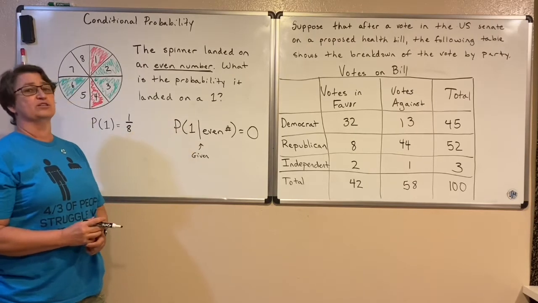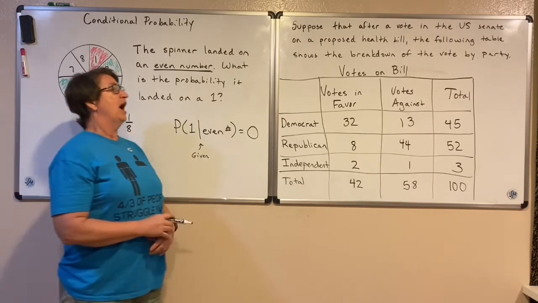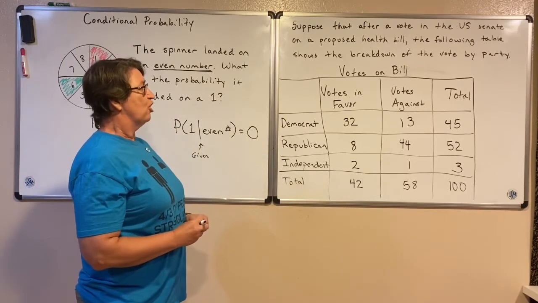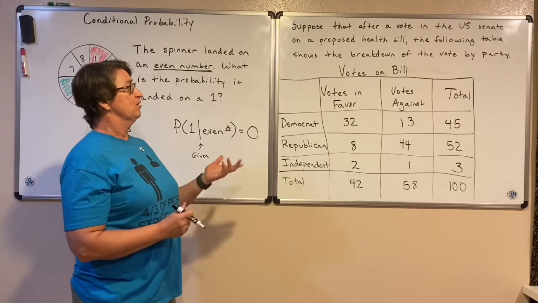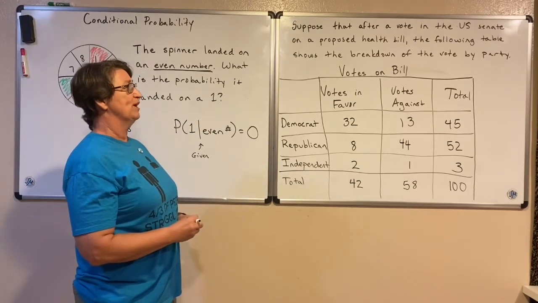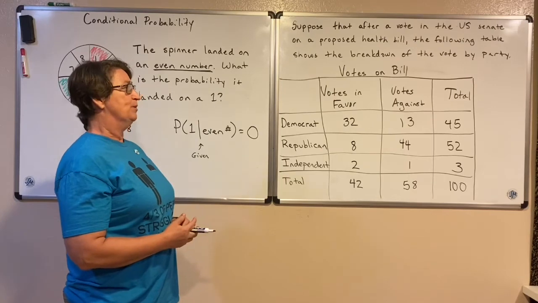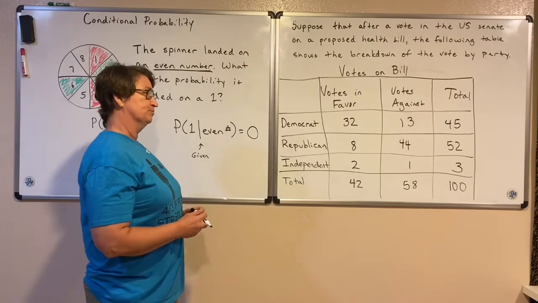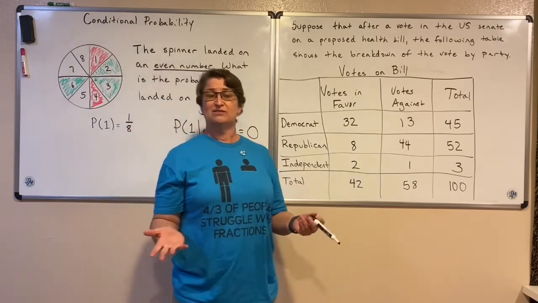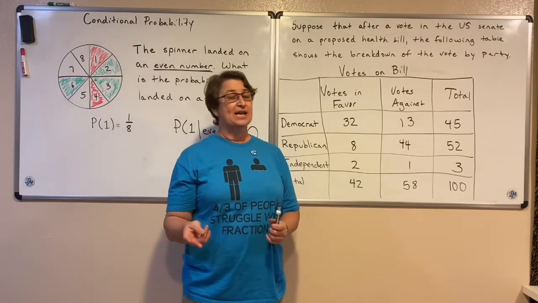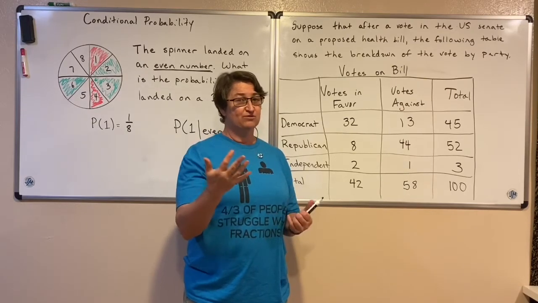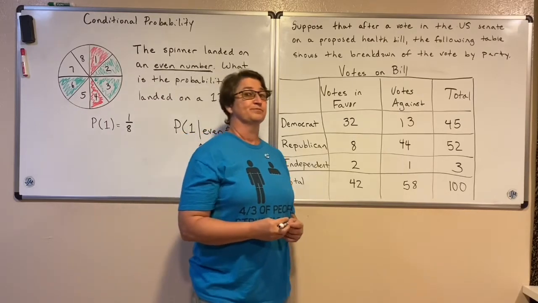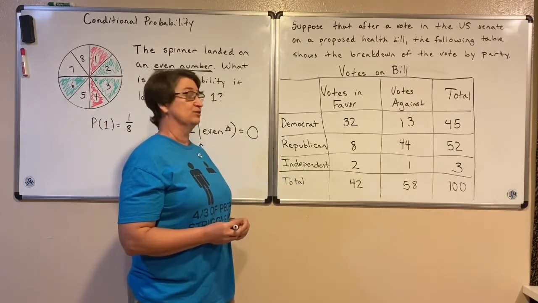Let's do some more conditional probability. Here I have a two-way table that shows the votes on a bill. It says, suppose that after a vote in the U.S. Senate on a proposed health bill, the following table shows the breakdown of votes by party. By the way, do you know how many U.S. senators there are? Each state has 2 senators. There's 50 states. So that means there's a total of 100 senators. Learn a little history in this stats class too.